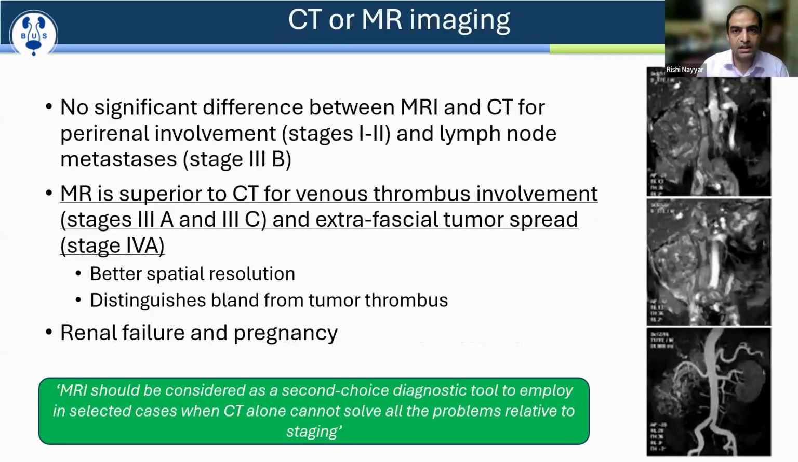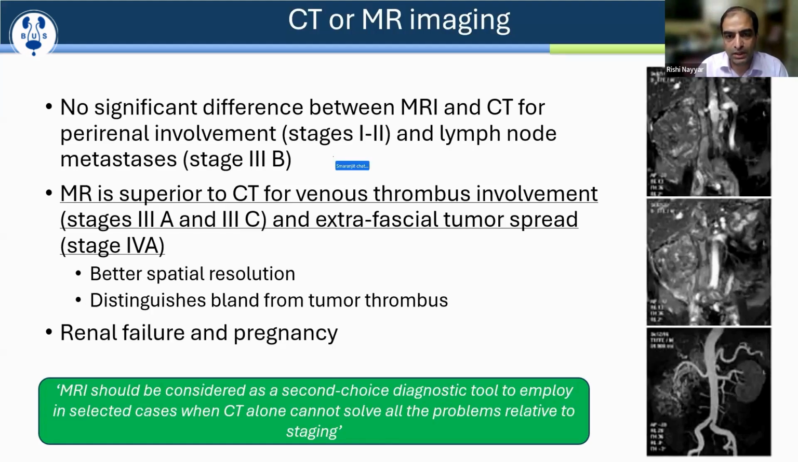So how to read the CT or MRI in these particular patients? First things first, there is not much of a difference in terms of what an MRI can tell you or what a CECT can tell you in terms of the perirenal involvement and the lymph node metastasis. By that, I mean the identification of lymph nodes.